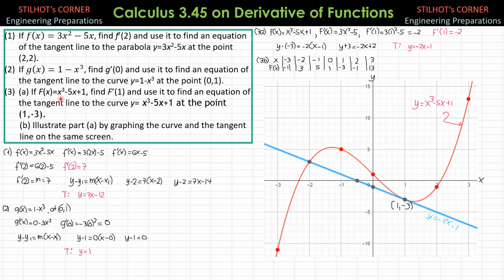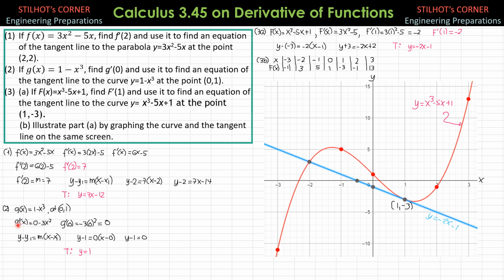For problem 2, if g of x is 1 minus x cubed, find g prime of 0, or the derivative of the function when x is 0, and use it to find an equation of the tangent line to the curve y equals 1 minus x cubed at the point (0, 1). When x is 0, 1 minus 0 cubed is 1. So that's a point on the curve.